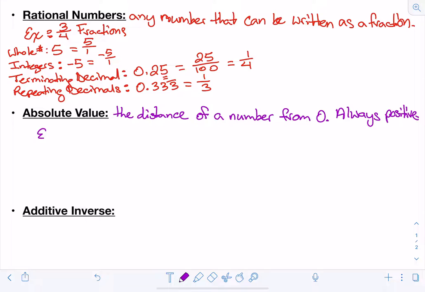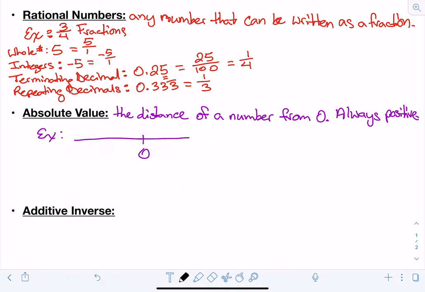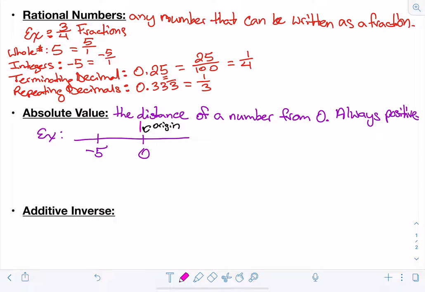So let's take a look at an example. If I have a number line and here's my 0, which by the way is called our origin. Okay, and I want to know what the absolute value is of -5. The absolute value means it is the distance between 0 and -5. How many spaces there are between the two.